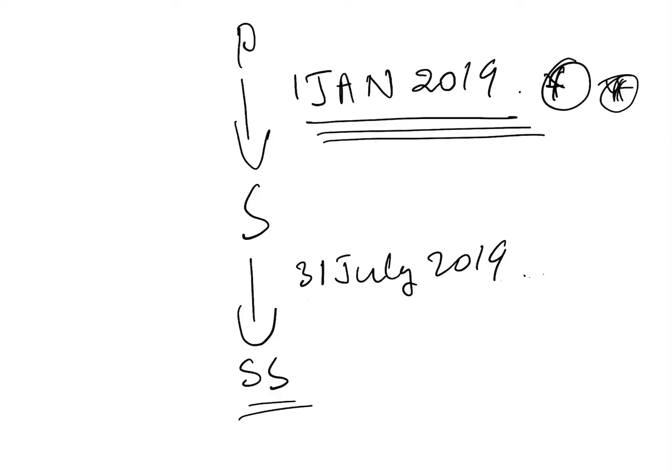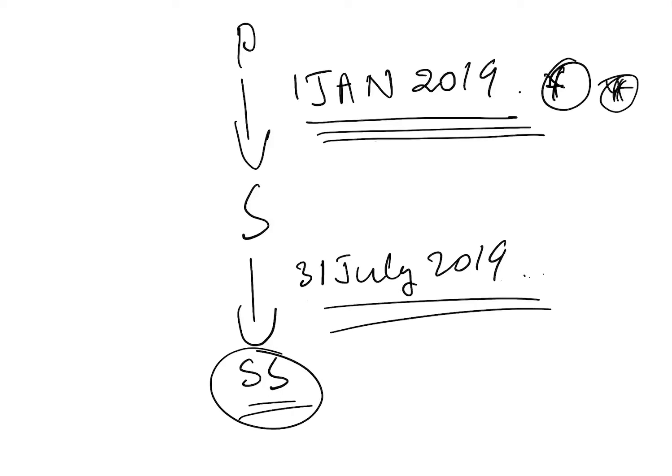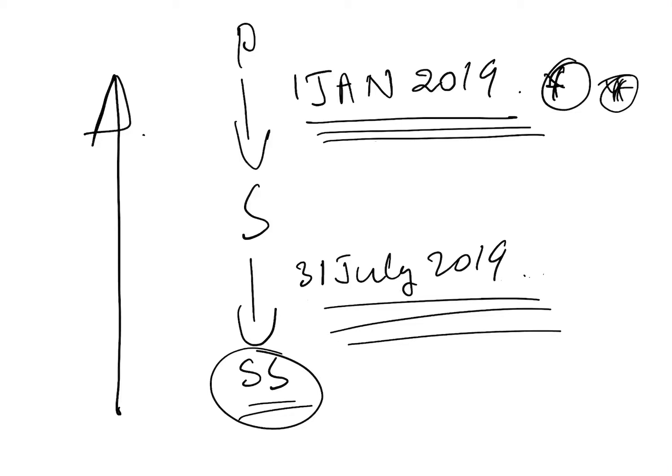So what we are going to do is to consolidate. When you're preparing the analysis for SS Limited, it is going to start on the 1st of July 2019. So please take note of that. Another thing we need to take note of is that when we are consolidating a vertical group, we start from the bottom going up.